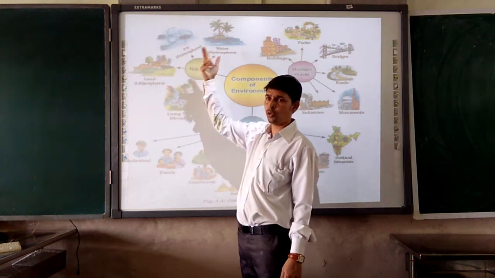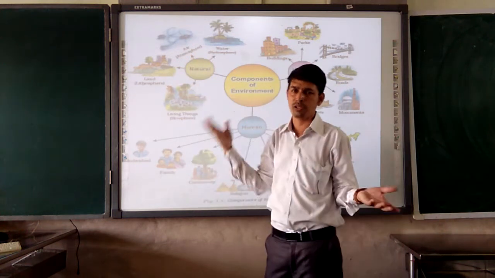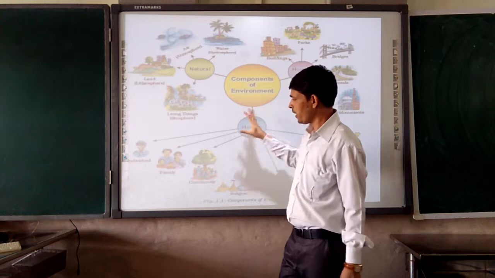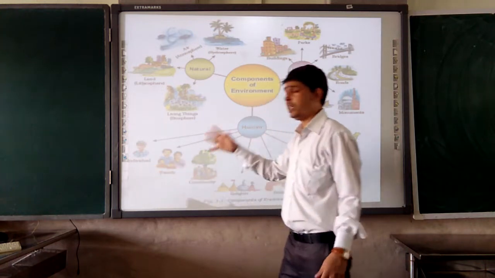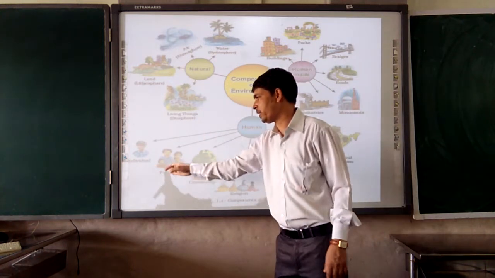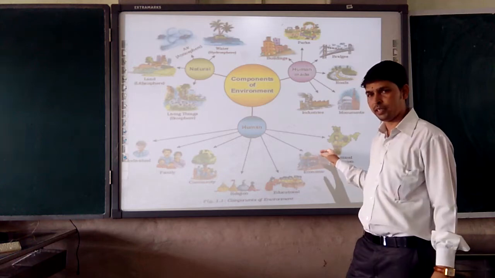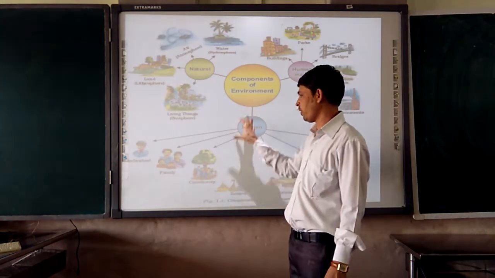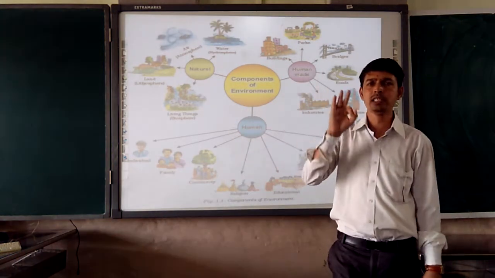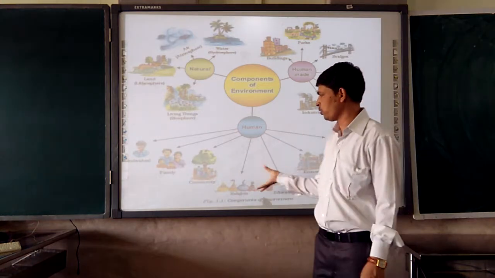If you write air, it's okay. If you write atmosphere, that's also okay. Here also you should write about individual. It's not compulsory to draw everything given in this photograph. You have to see the marks and then draw accordingly. Suppose it is coming for 3 marks, so you can reduce it.